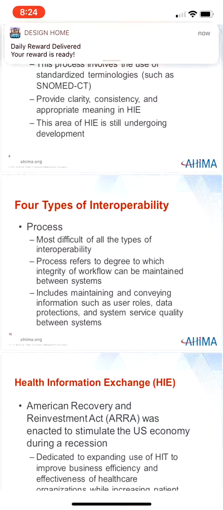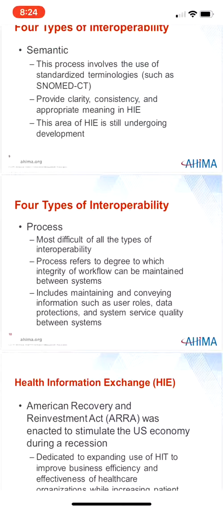An example of this would be the patient authorization for release of information, which varies by state. Healthcare organizations requesting protected health information across state lines or with other healthcare organizations that have less reputable security and access standards impede the exchange of data. So that one's going to be the most difficult of all types, your process.